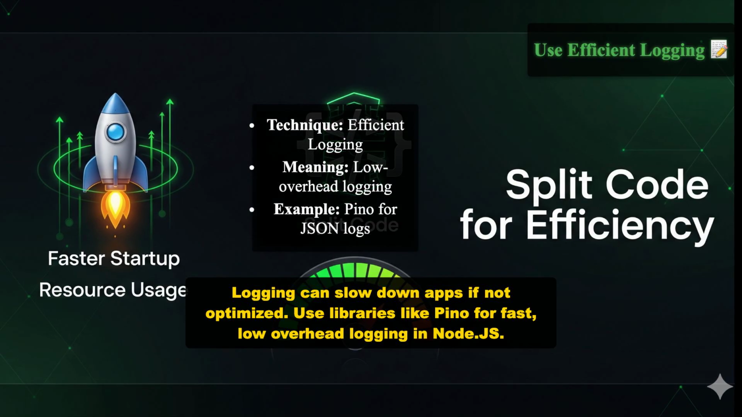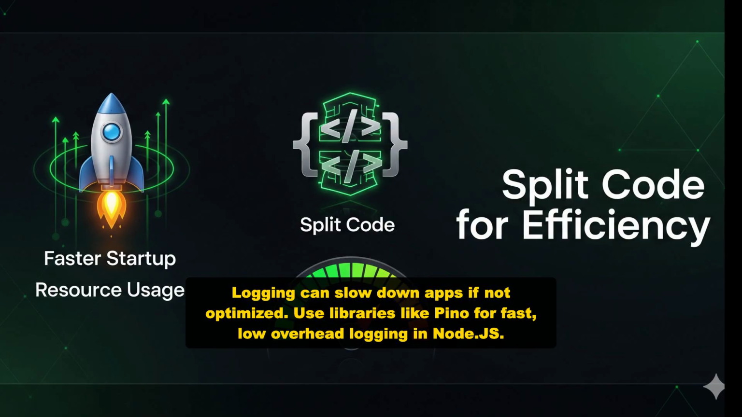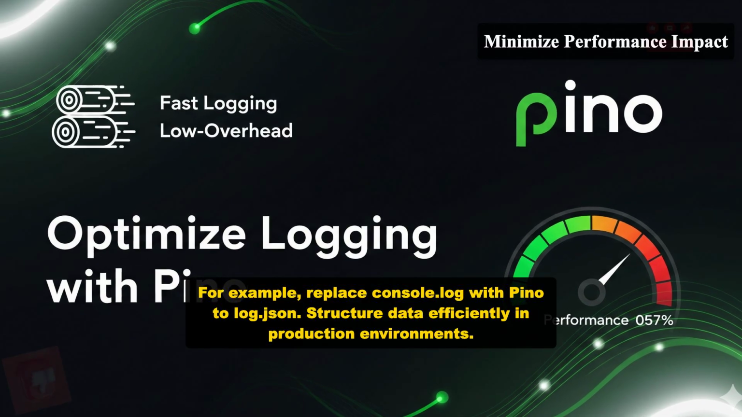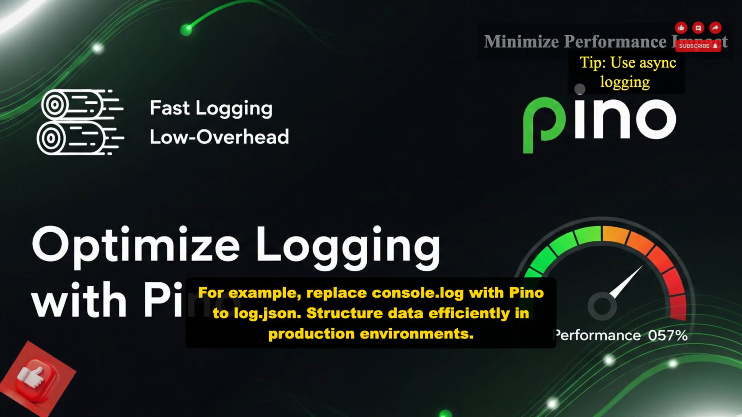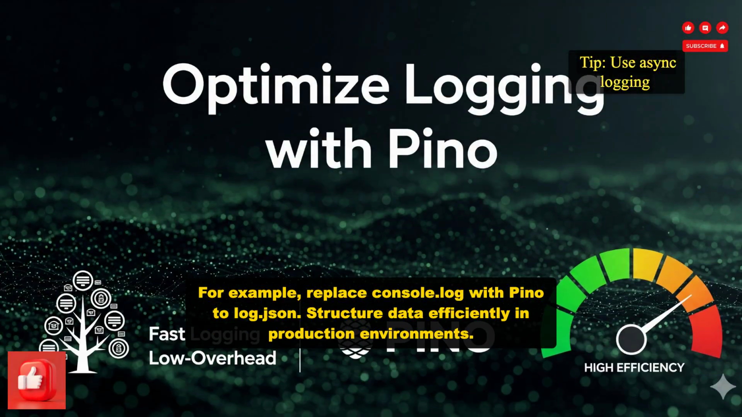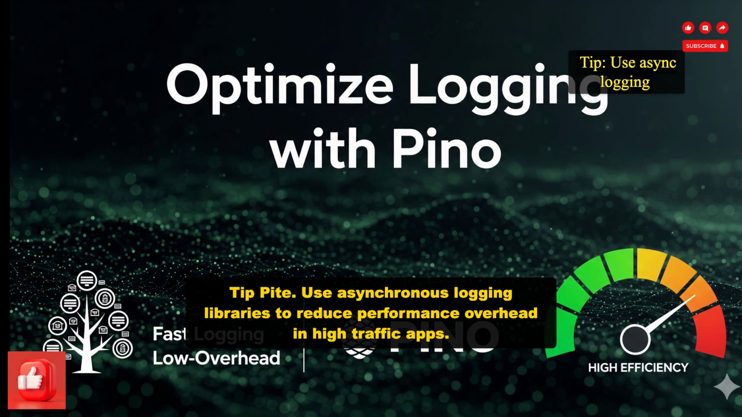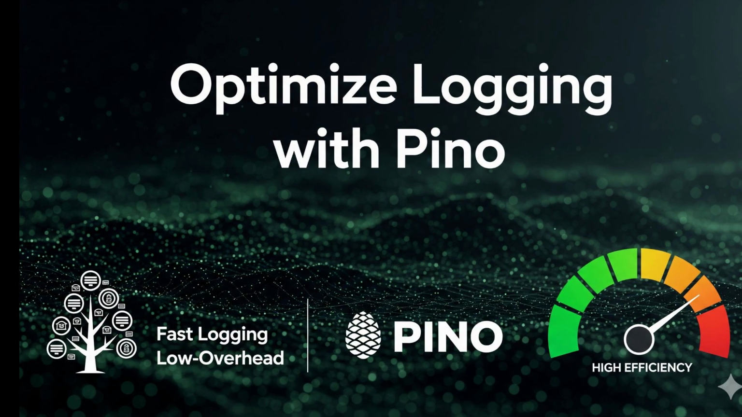Logging can slow down apps if not optimized. Use libraries like Pino for fast, low-overhead logging in Node.js. For example, replace console.log with Pino to log JSON structured data efficiently in production environments. Tip: Use asynchronous logging libraries to reduce performance overhead in high-traffic apps.